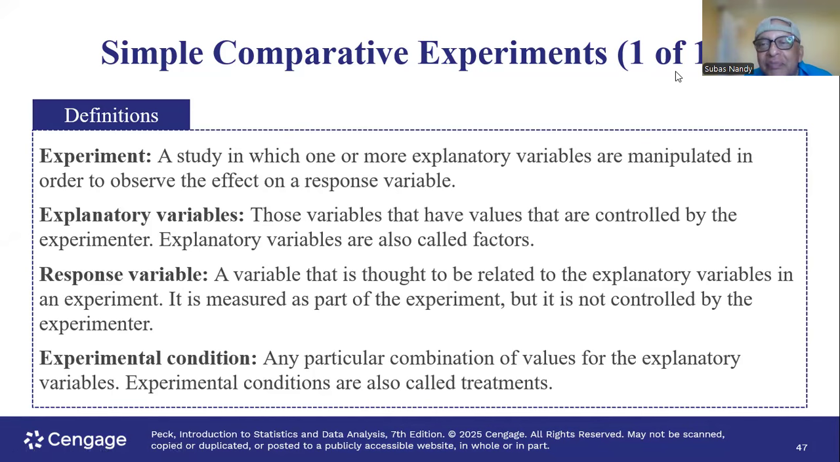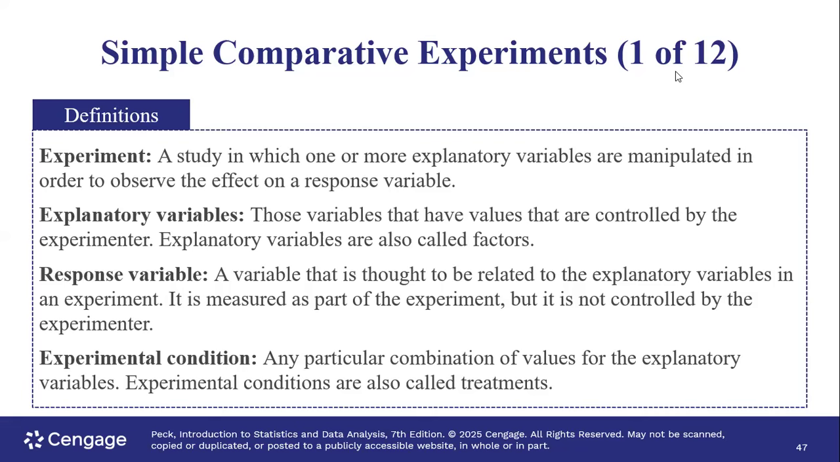Experiment is a study, as they write, in which one or more explanatory variables are manipulated in order to observe the effect on a response variable. In the example that I just now gave, experiment was to test the effectiveness of the new drug as compared to the existing drug. So my explanatory variable, what explains the results, is the new drug. We are comparing the existing drug with the new drug. So that's my explanatory variable.